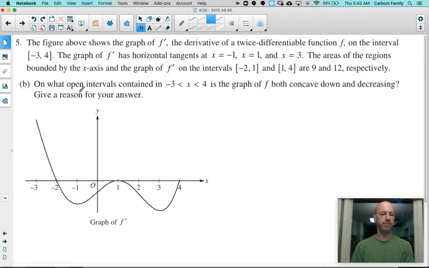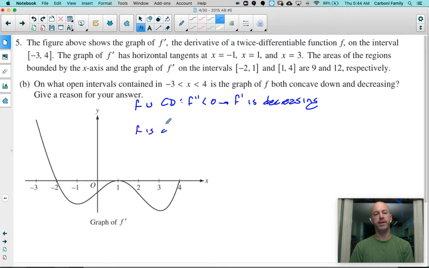See, B, find the open intervals in which the graph is both concave down and decreasing. So concave down, we need f double prime to be negative. And if f double prime is negative, I want to tie my explanation back to f prime because that's the graph that's given. So if f double prime is negative, that means f prime is decreasing. And if you want f to be decreasing, that means you need f prime to be negative. So I'm looking for places where f prime is negative, which means below the x-axis, and decreasing at the same time.